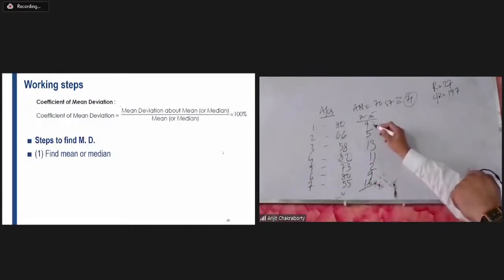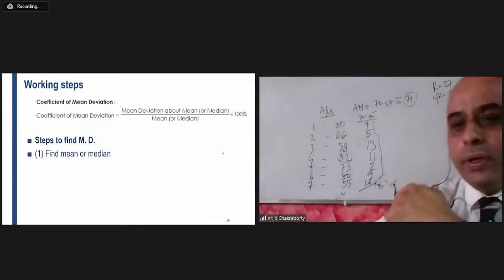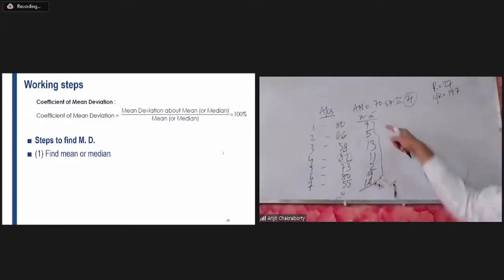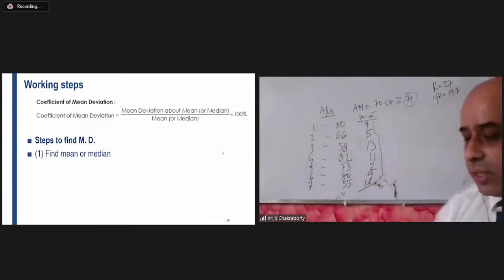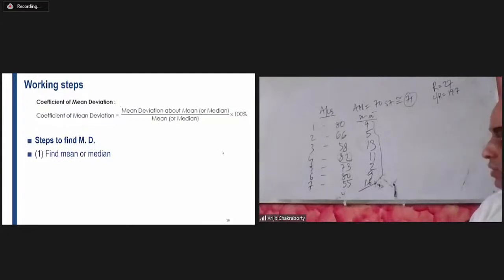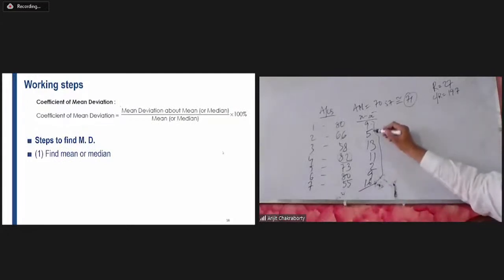So now we will add all of this. We are going to add this entire column. So what do we get? What is the total deviation? So we are getting 9 and 5.